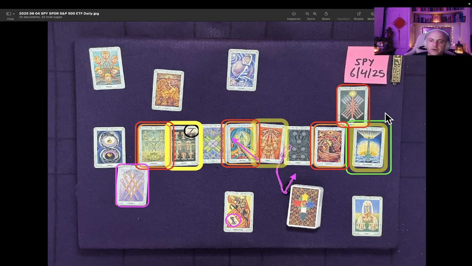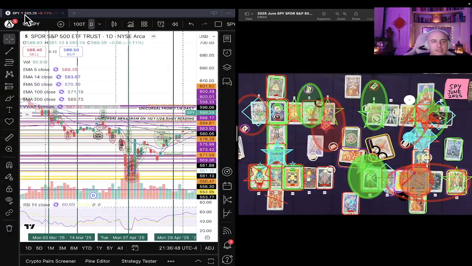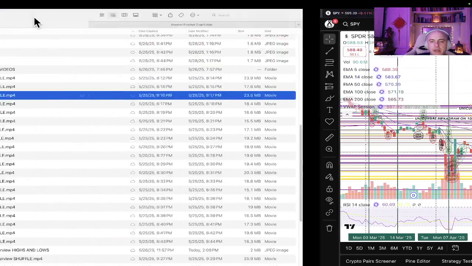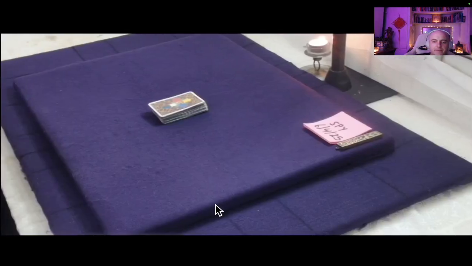This is the S&P 500 Spider ETF SPY one-day reading for June 4th, 2025. It's currently May 31st, 2025, 9:36 p.m. Eastern Time. SPY at the time of this reading, $589.39 USD. And the shuffle video for the June 4th reading was created on May 25th, 2025 at 8:16 p.m. Eastern Time. That's this video right here.